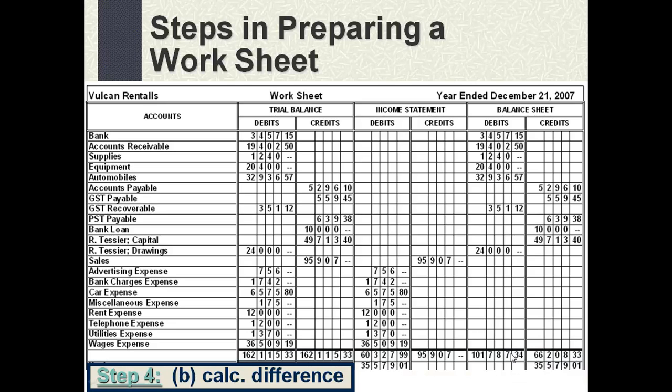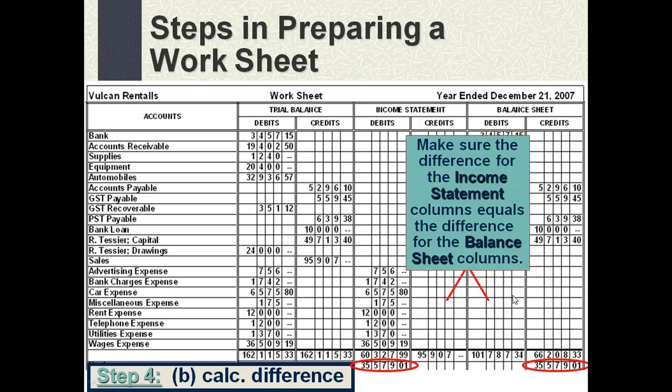For the balance sheet, we're going to find the difference between 101,000 and 66,000, and the difference will be written in the credits column, as so. You'll notice that the difference for the income statement is equivalent to the difference for the balance sheet. If it does not balance, you've made a mathematical error, but these two must be the same.